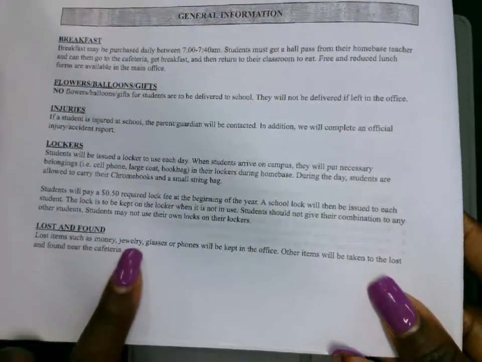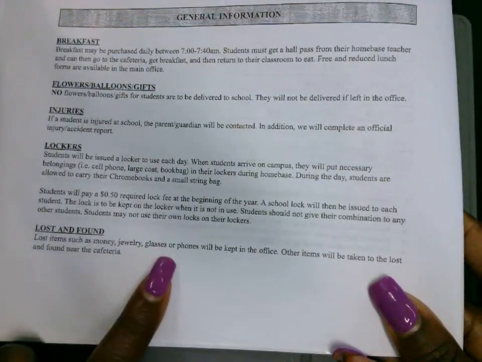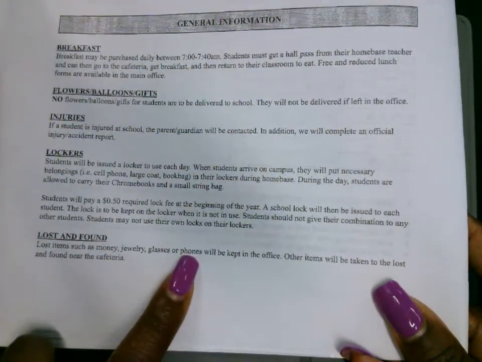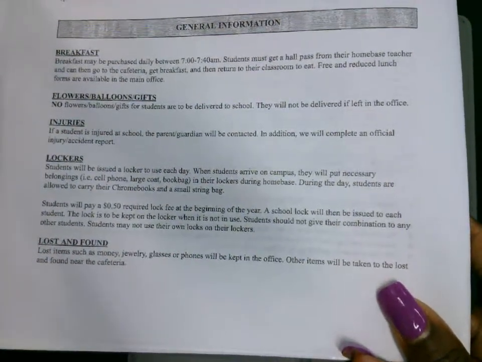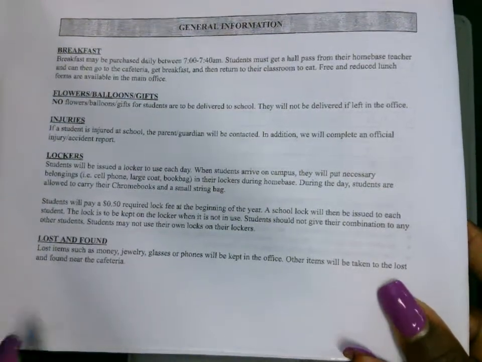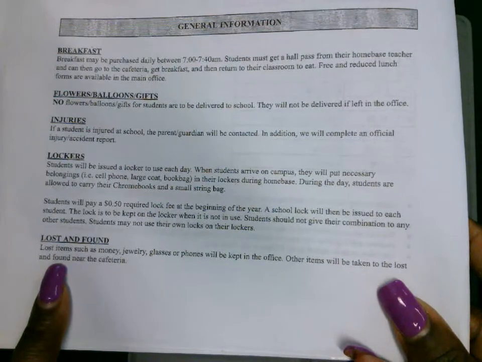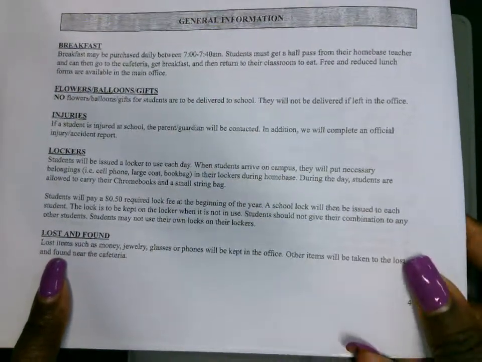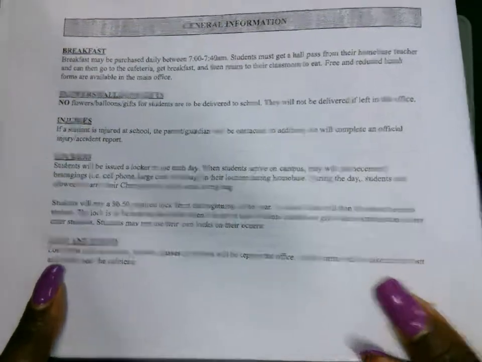So the things like money, jewelry, things that are of value, those things are locked up in the office. But anything other than that that's not of value, like a jacket or something like that, would be in the lost and found near the cafeteria. So if you lose a phone, they're not going to put a phone in that box. Do you understand? That will go in the office locked up.